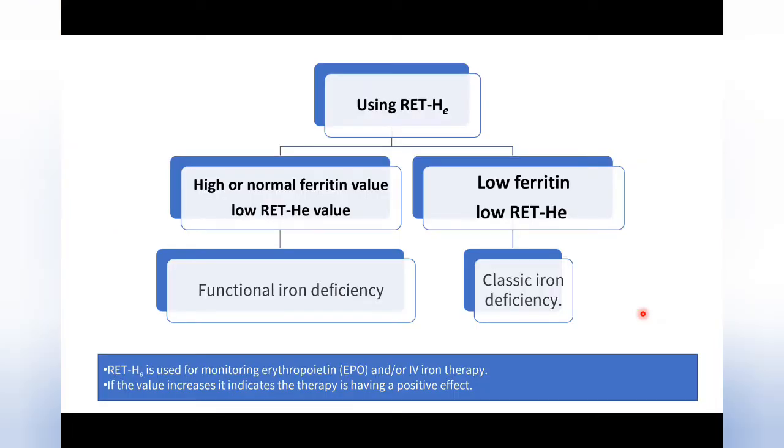So if we use Red-He, can we make an algorithm? Yes, this algorithm has been given in many publications. If a person has a high or normal ferritin value, but the Red-He value is low, this means the person has a functional iron deficiency. But if the ferritin is also low and Red-He is also low, that is a case of classical iron deficiency. Red-He is also used for monitoring and following erythropoietin and IV iron therapy. If the value increases, it indicates the therapy is having a positive effect.